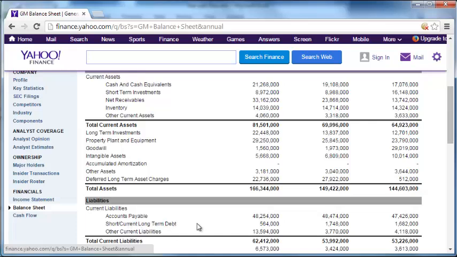So any money that was borrowed by General Motors, say 10 years ago, but that is falling due in this year, all those are current liabilities. And there could be some other current liabilities as well.